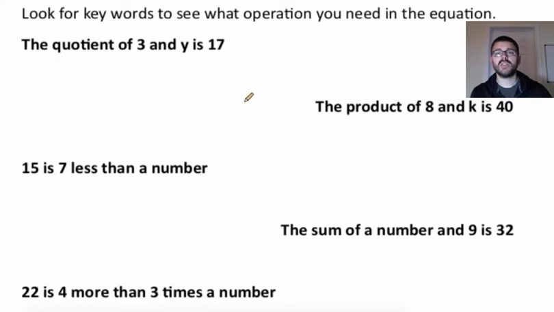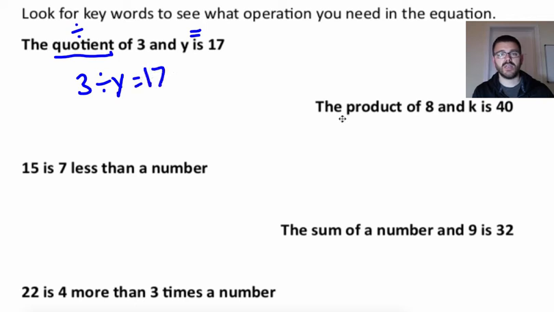All right, so the key is look for some of those keywords. So quotient, if you look at your chart, remember quotient means to divide. So 3 and y are going to be divided. Is 17. Remember, is where the equal sign goes. So equals 17. Here, the product of 8 and k is 40. Product means to multiply. Remember, when we're multiplying a number and a variable, we're just going to write them right next to each other. Is 40, equals 40.